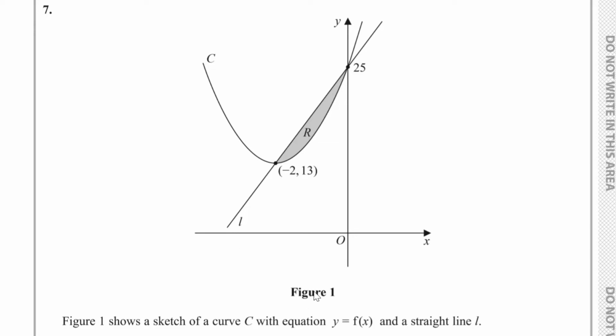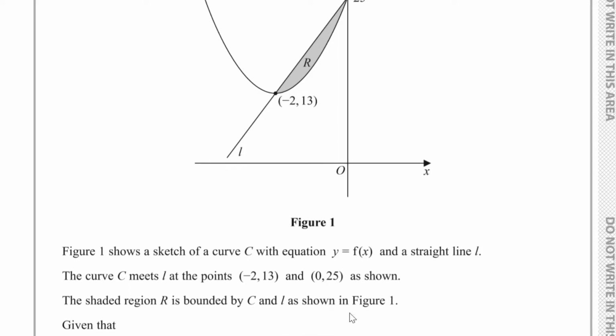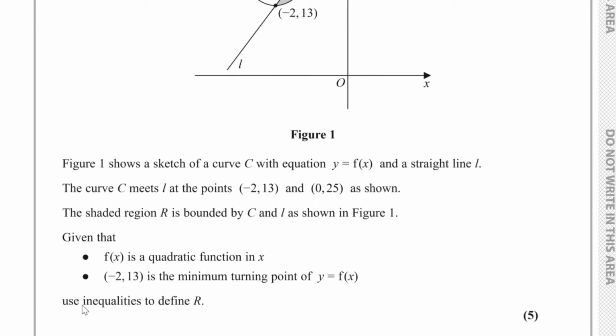Question number 7. We've got figure 1 over here which shows a sketch of the curve C with the equation y equals f of x, and we've got a straight line L. The curve C meets L at the points -2, 13 and 0, 25 shown in this figure, and we've got this region R which is bounded by C and L. Given that f of x is a quadratic function in x, and this point -2, 13 is a minimum turning point, we have to use inequalities to define R.